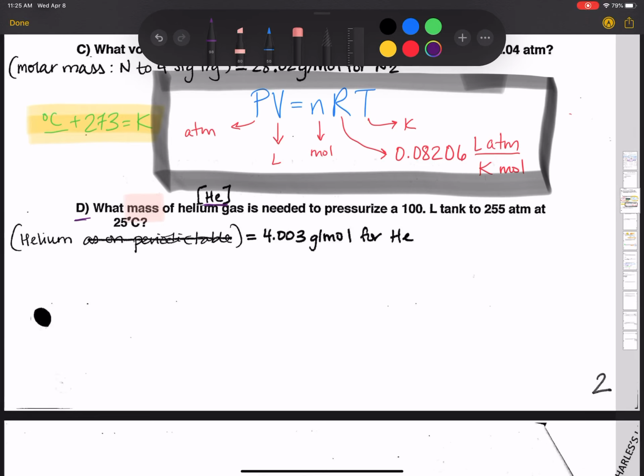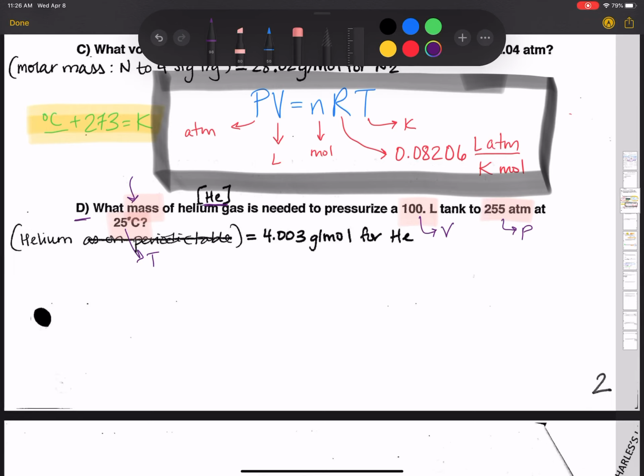So let me walk through that one more time. What mass of helium gas is needed to pressurize a 100 point liter tank to 255 ATM at 25 degrees Celsius? So what you're ultimately searching for is your answer for mass. Remember, mass is oftentimes going to be asked for in a unit of grams. If you notice in this question, they didn't specify a unit. So they didn't say they wanted grams, they wanted kilograms.